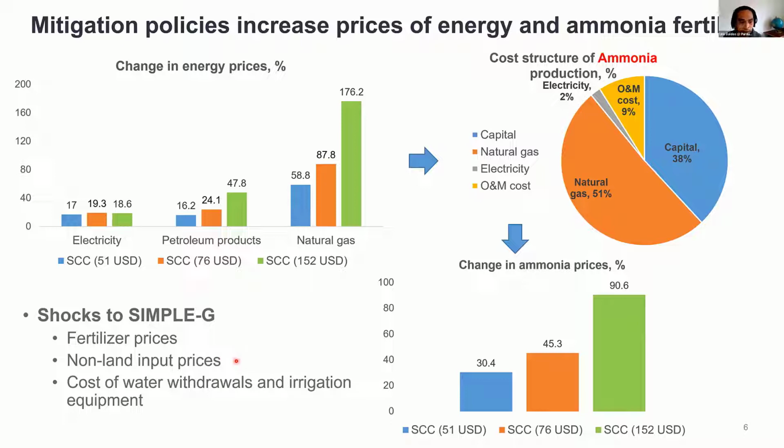Another input is non-land input prices. Similar to what we did with ammonia, we got information from USDA on county-level cost shares. We funnel the changes in energy prices and changes in factors of production through these cost shares in order to generate the change in non-land input price, which we then use in Simple G. We do the same thing with the cost of water withdrawals, and this is going to be implemented only in the irrigated crop production system in Simple G.